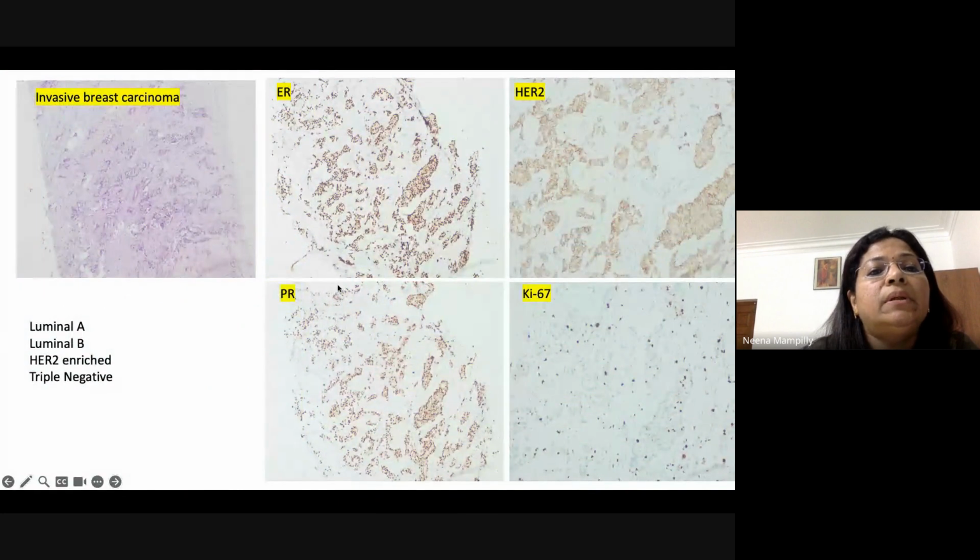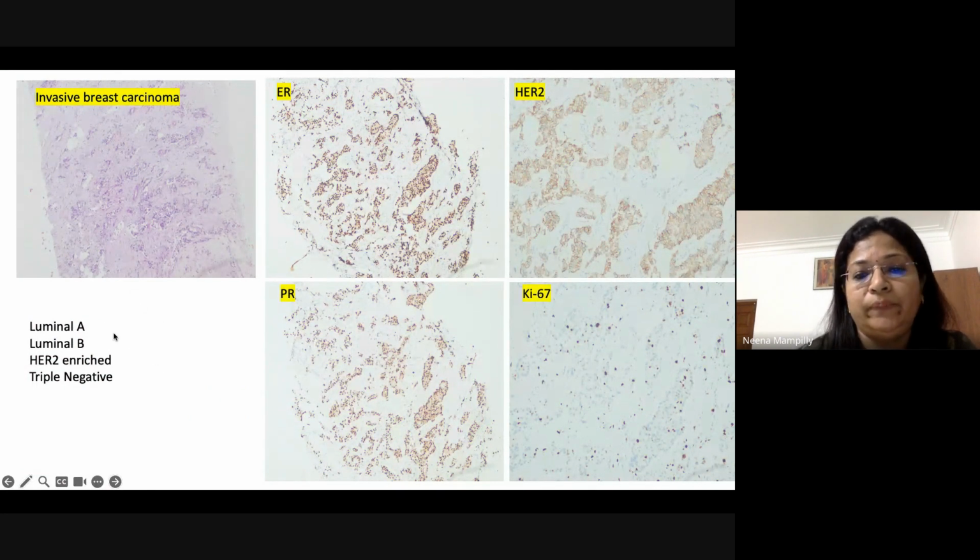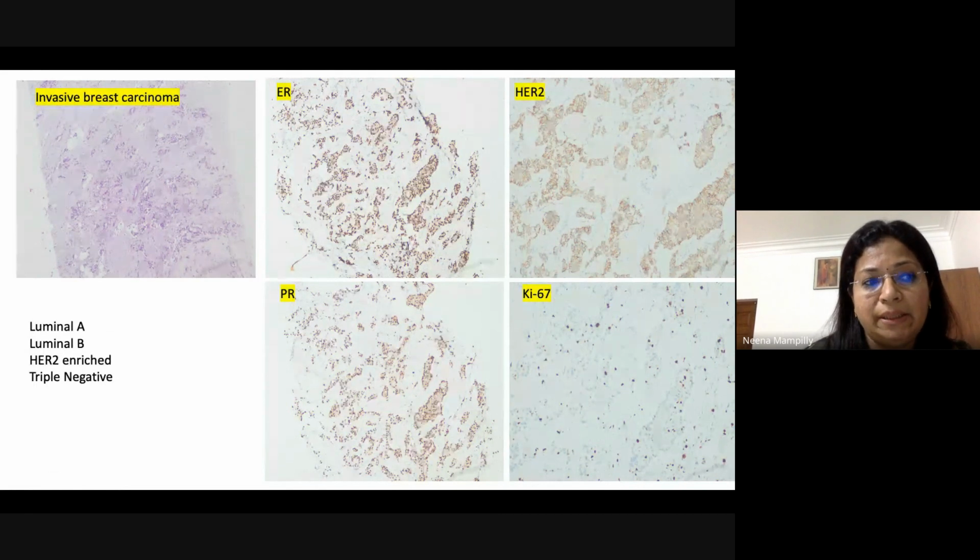So in the routine breast core biopsy, we do this panel of ER, PR, HER2, and Ki67. And we have these 4 phenotypes. This is what we routinely do. And this helps them to decide the further treatment.